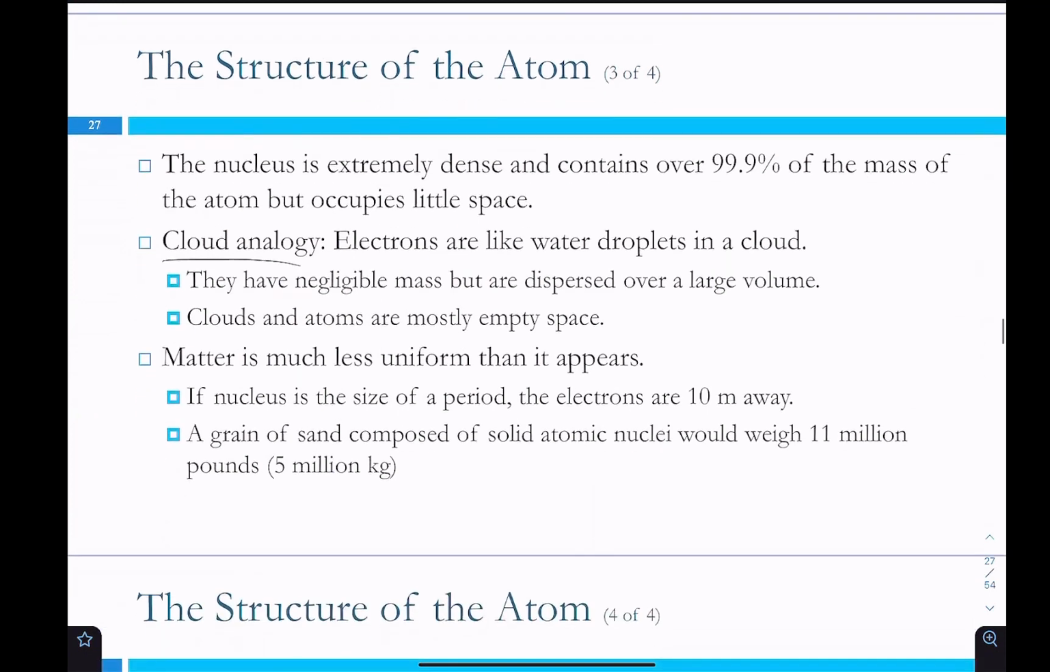And because of this, matter is way less uniform than it appears. If the nucleus was the size of a period, the electrons would be 10 meters away. So it's like from here to maybe even beyond that wall is where the electrons would be if the nucleus was here and the size of a period. So it's very, very much all empty space.